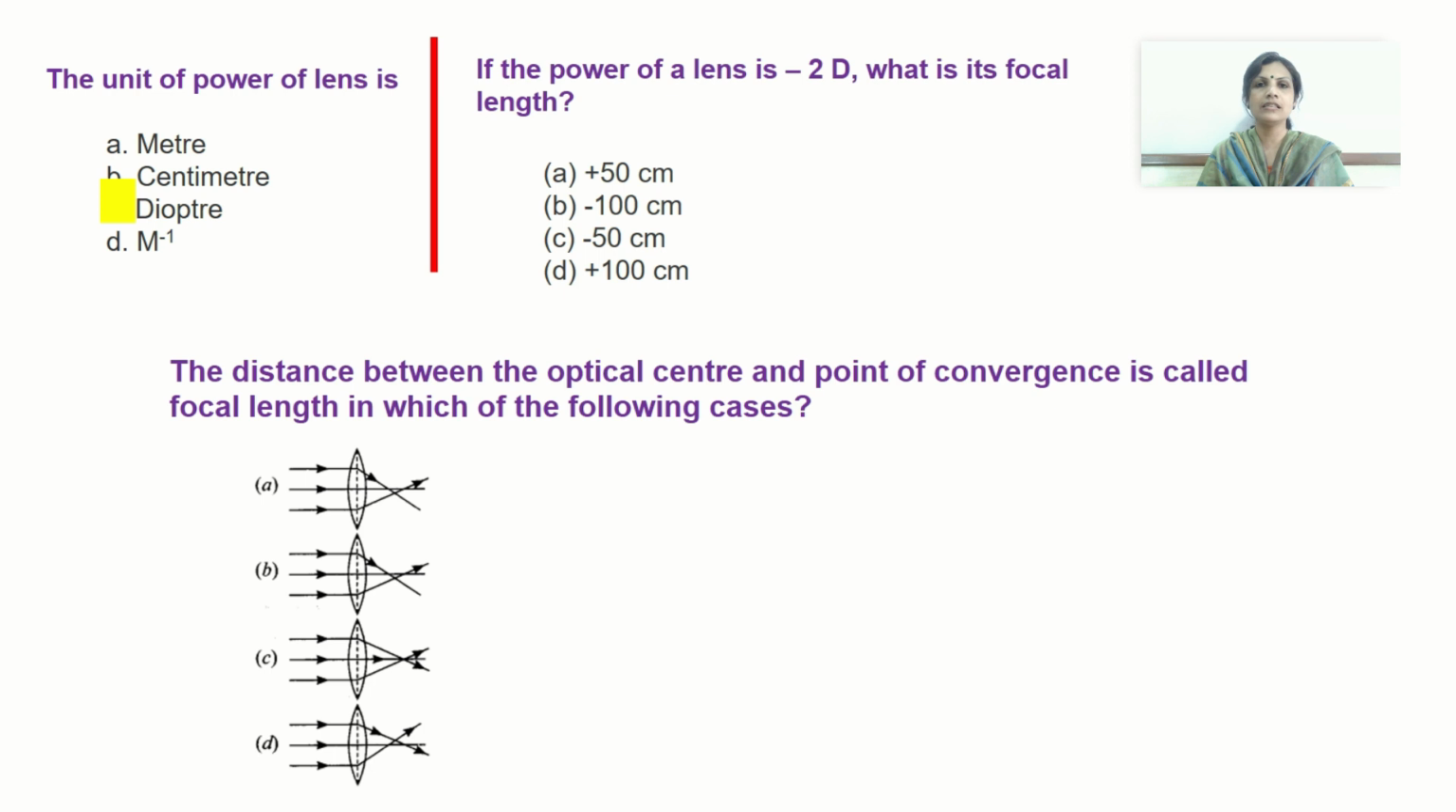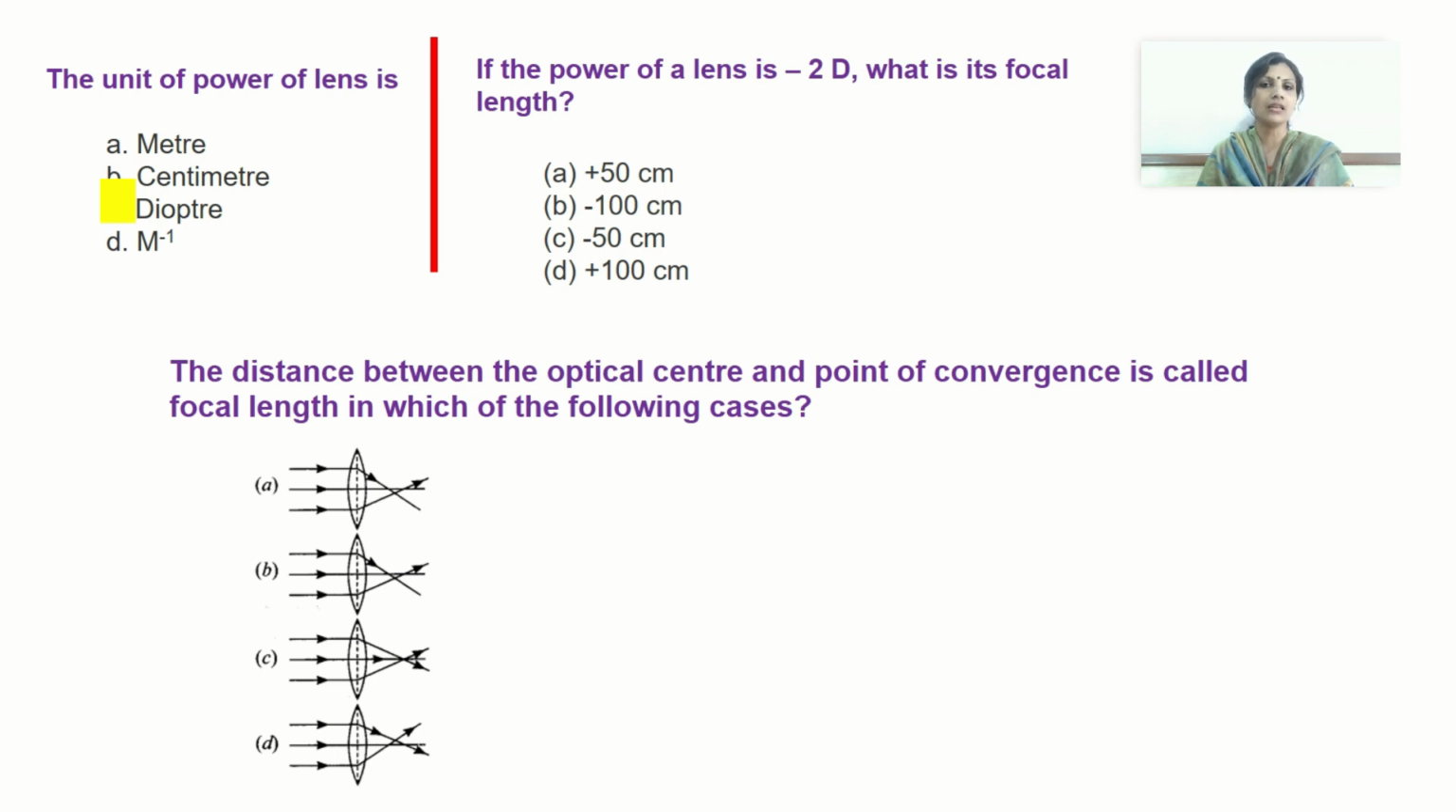Your formula is power in diopter is equal to 1 upon focal length in meter. This is very, very important. If you see the options, you are given the answer in centimeters. So you will find out your answer of focal length in meter and then convert it into centimeters. So -2 is equal to 1 upon f. So f is equal to -1 upon 2. 1 by 2 is 0.5 meter.